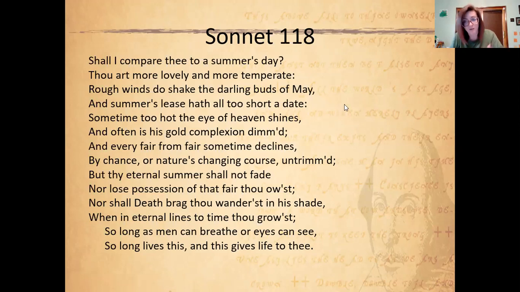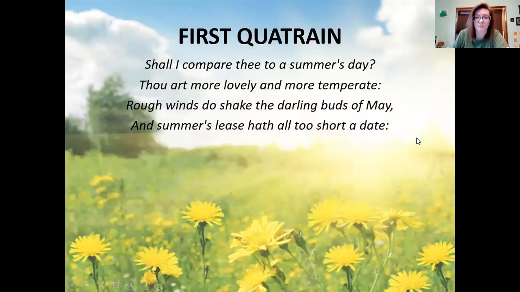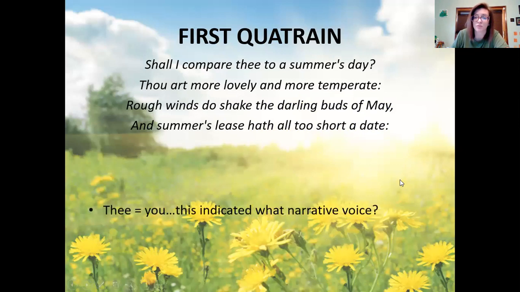Okay, so it's a very nice sonnet. Now, I'm sure everybody's like, well, what the hell does it mean? Let's talk about it, because why not? Okay, first quatrain. Shall I compare thee to a summer's day? Thou art more lovely and more temperate. Rough winds do shake the darling buds of May, and summer's lease hath all too short a date.